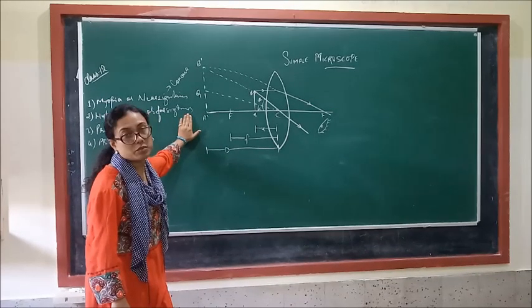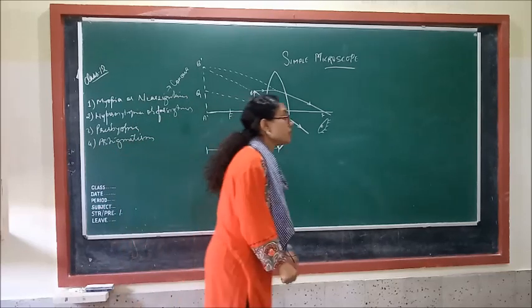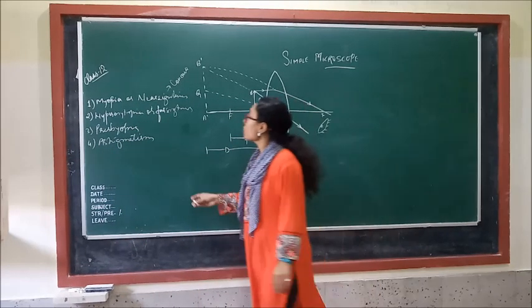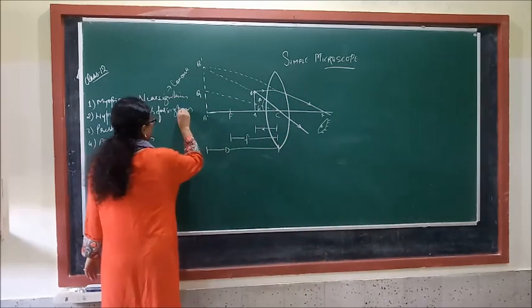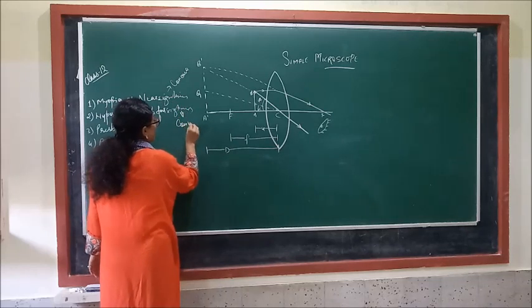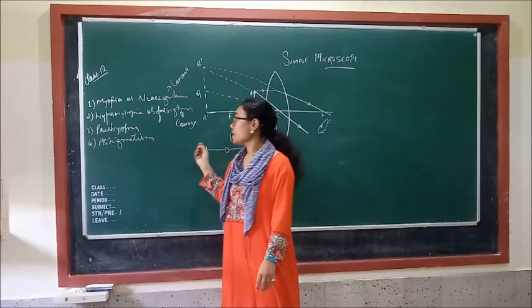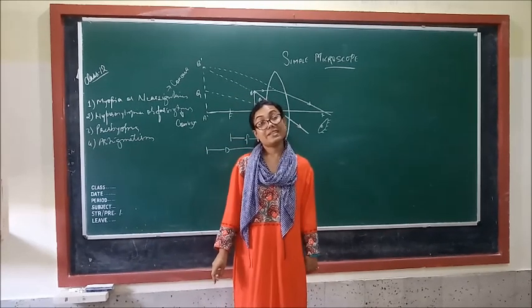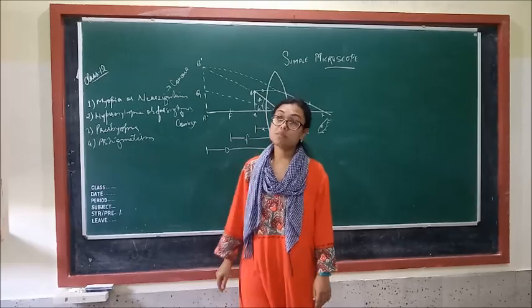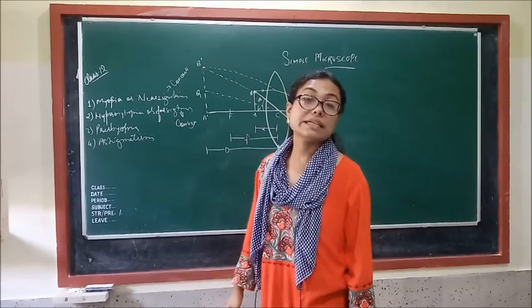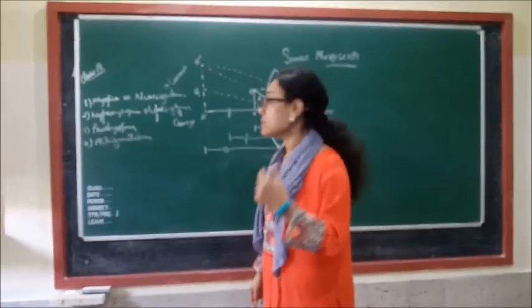Okay, hypermetropia. So, what are they using? They are using convex lens. Their eyeball gets shorter than its normal size, and their focal length gets increased from the normal size.